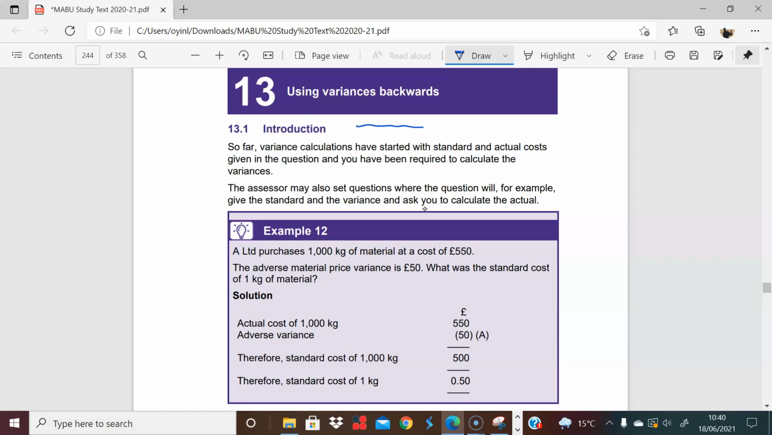So let's talk about some backward variances. The examiner can give you questions that look at things going back from, it could go either way, really. So let's see what that means.